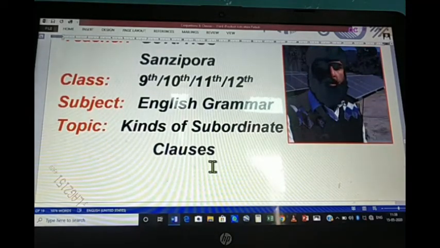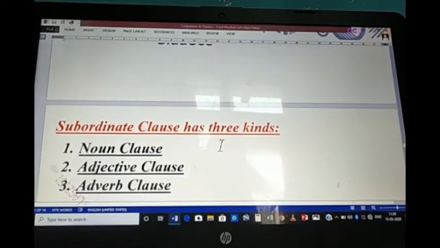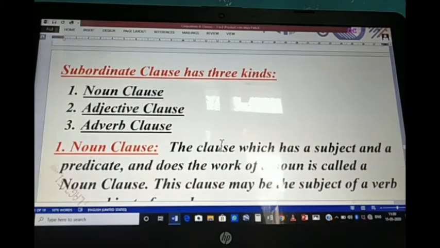You already know, as I told you in my previous lecture, I explained in detail that clause has two main kinds, coordinate clause and subordinate clause. Today we are going to learn about the kinds of subordinate clauses. Subordinate clause has three kinds. Number one, noun clause. Number two, adjective clause. And number three, adverb clause.